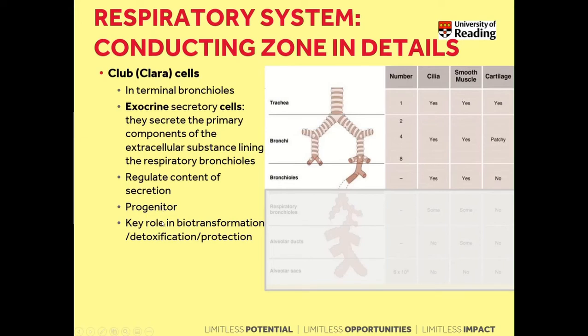Another key role is in the biotransformation of harmful and toxic compounds introduced to the lung via inhaled air. So the club or Clara cells also have an important role in biotransforming or detoxifying and therefore protecting our airways from harmful and toxic compounds such as furan, hydrocarbons, ozone, other elements of tobacco smoke, for example, and other substances.